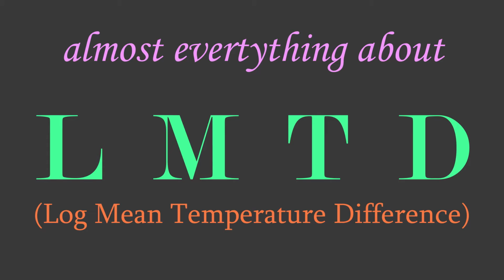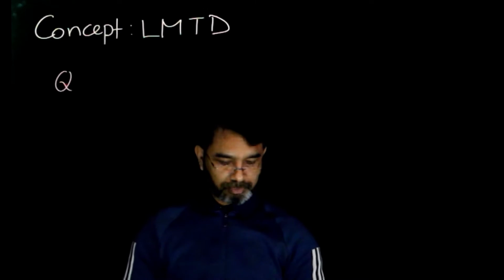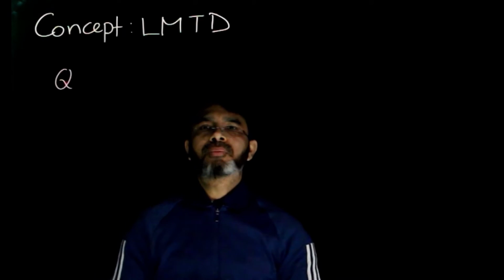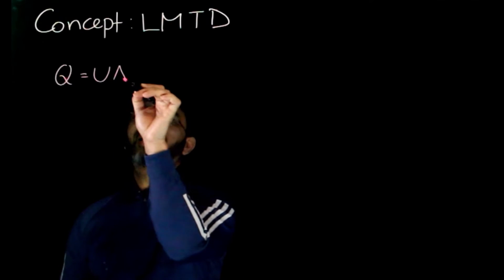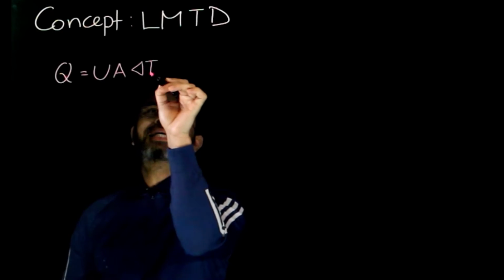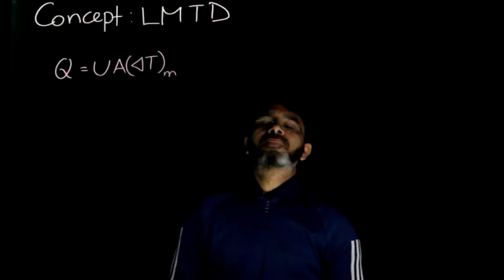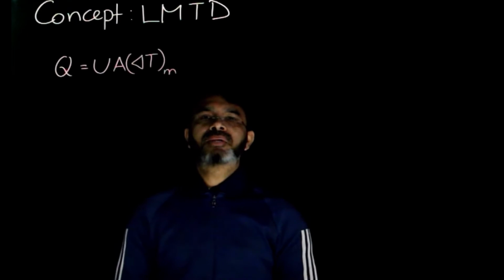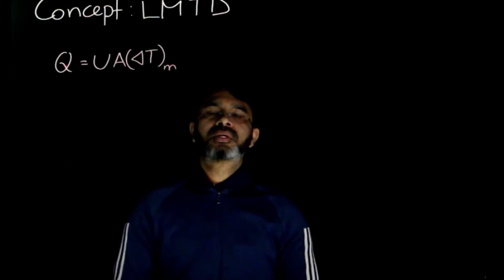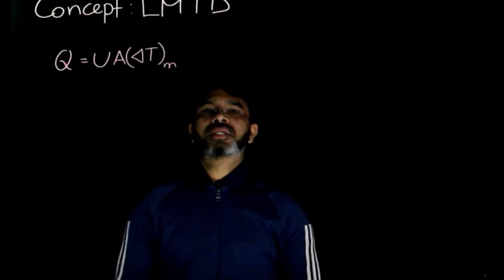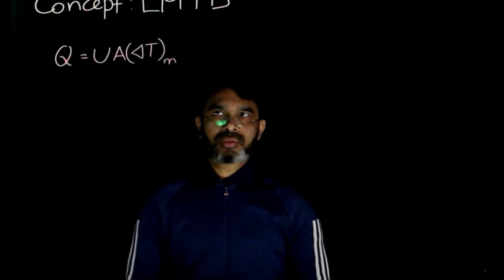In this session, we talk about the log mean temperature difference. If we look at the general expression for heat transfer in a process, we have this equation Q equals U A delta T min. Now we use a mean temperature simply because in a heat exchanger, the temperature difference between the two streams does not remain constant. So we need to use some mean value of the temperature difference.